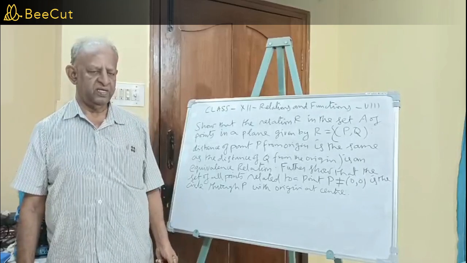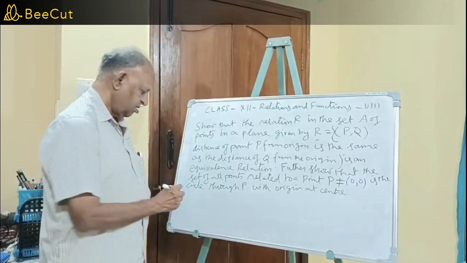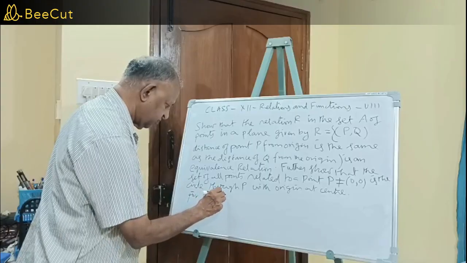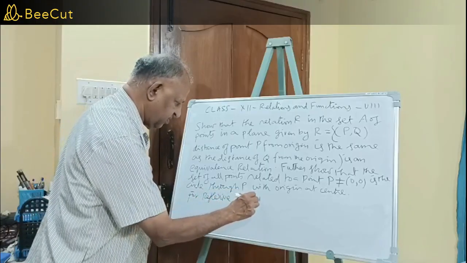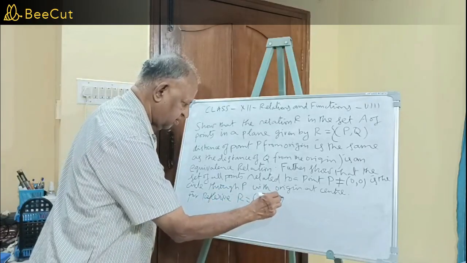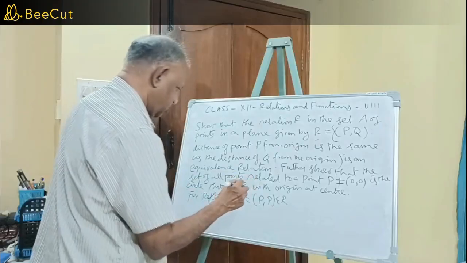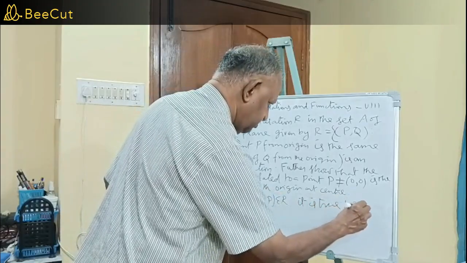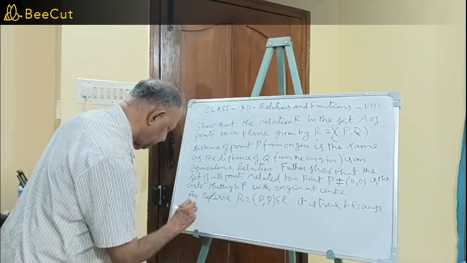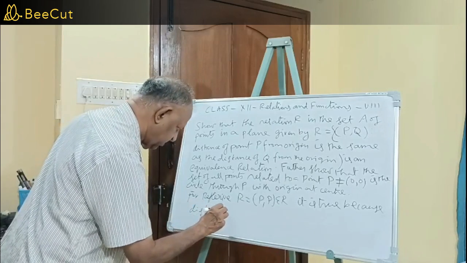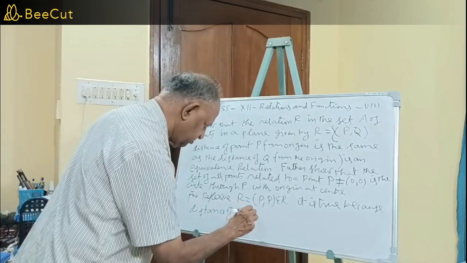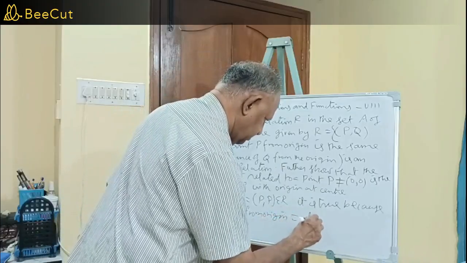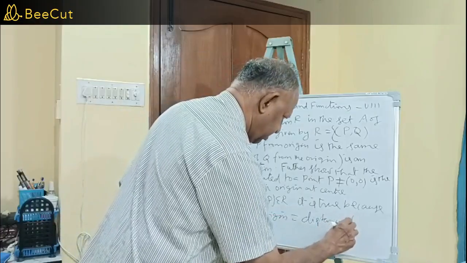For reflexive, (P, P) should belong to R. R is equal to (P, P) belongs to R. It is true because the distance of P from the origin is equal to the distance of P from the origin.